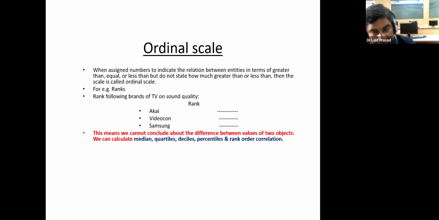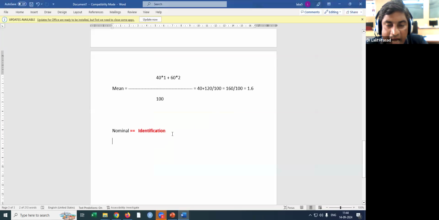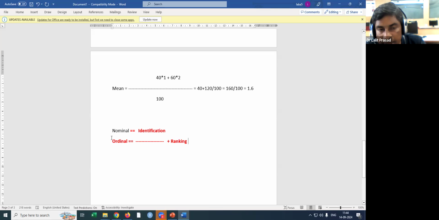Okay. So here there is one more attribute you are getting. If I go to Excel sheet, I have written in nominal scale, only identification is there. So in ordinal, what will be there? Ordinal identification will be there, plus another attribute will come into the picture, that is known as the ranking you can do.